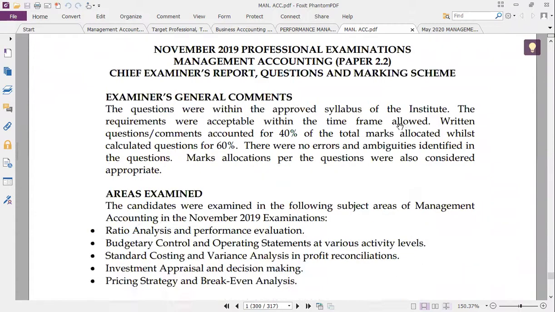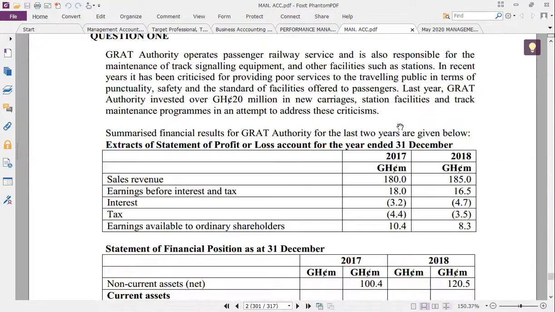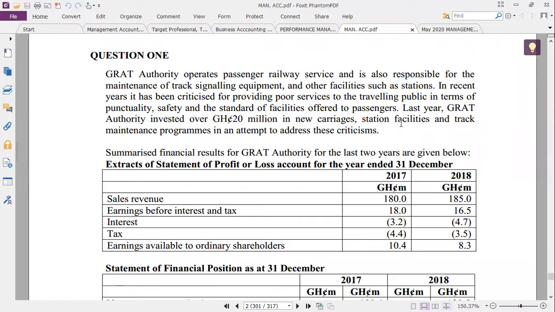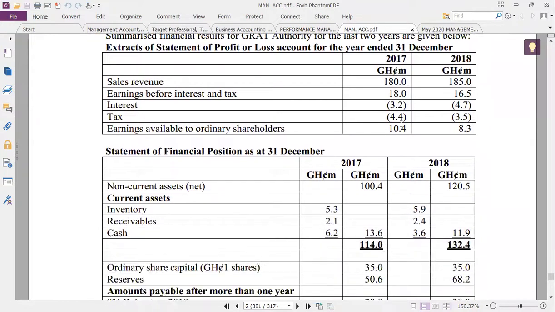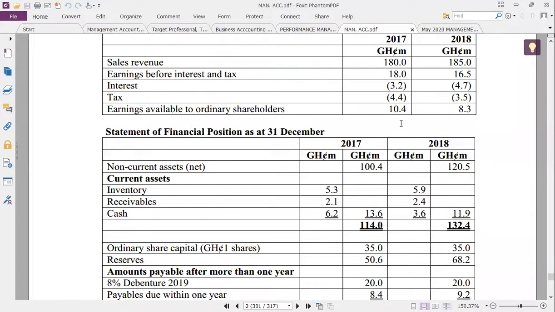2019 November. Question 1. GRAT Limited. And this is coming from the question bank, with the same figures, everything the same, with the same marking scheme. Good. The old question bank.